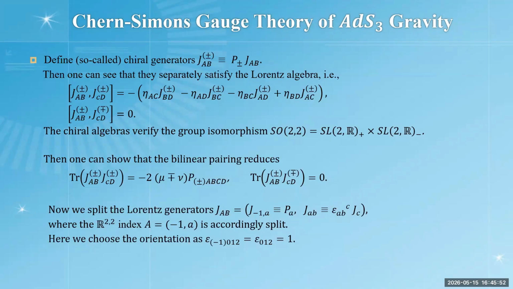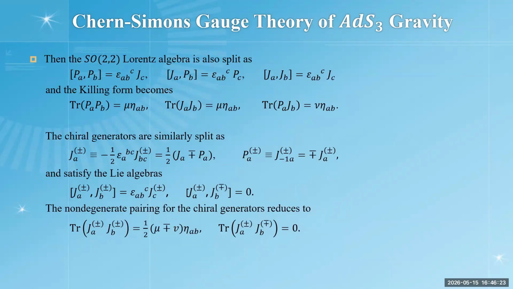And then let's split this Lorentz generator for AdS3 because we want to describe AdS3. And then the index A is now 0, 1, 2, a three-dimensional index. That becomes the translation generator, and then this J_AB becomes the Lorentz generator in three-dimensional space. And we choose this orientation.